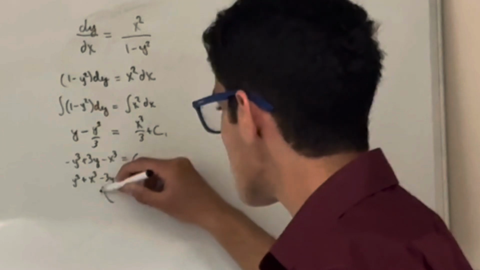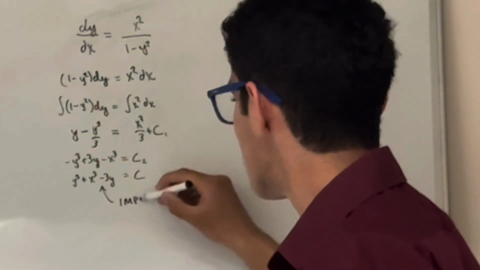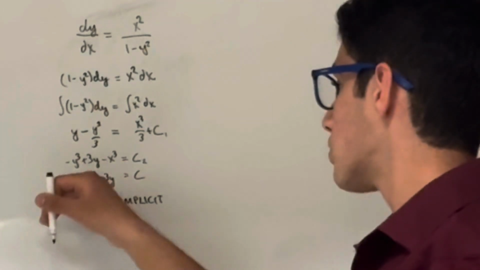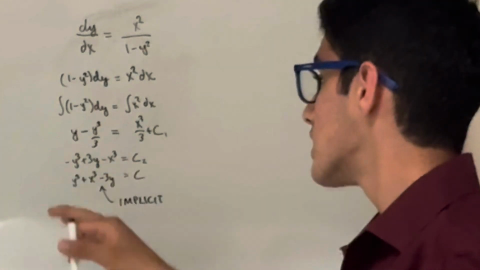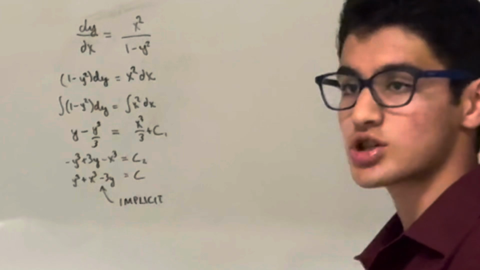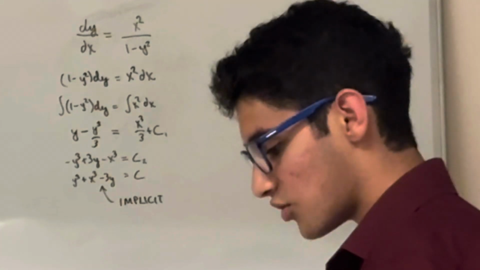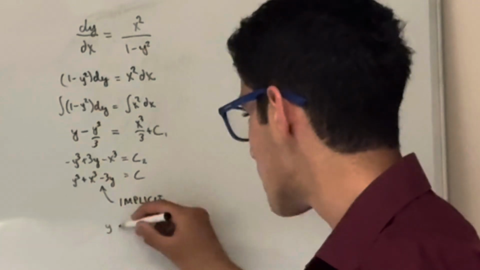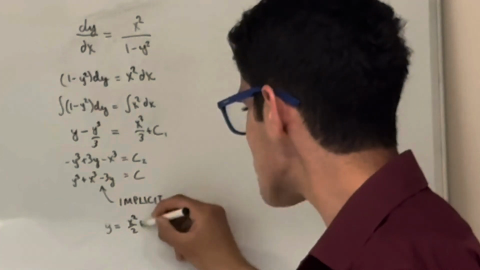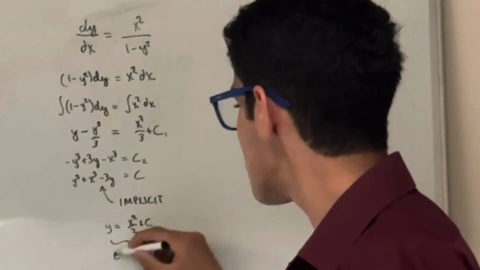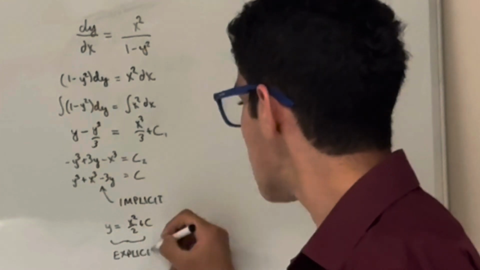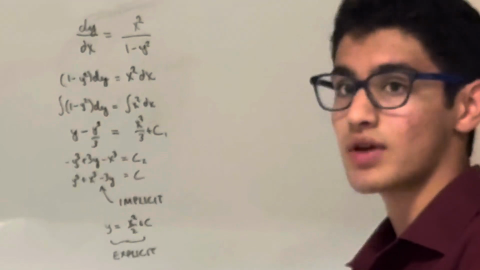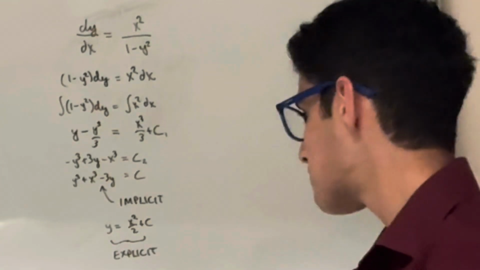Now this over here is an implicit solution. It's implicit because it's not explicitly in terms of y. Right? We see y cubed negative 3y. It's not y equals some function of x. So this is implicit. If we wanted something explicit, we had that in the very first example we did. If you recall, it was y equals x squared over 2 plus c. This here is an explicit solution because it's y equals something in terms of x. It's explicitly defined in terms of x and some constant of integration c.